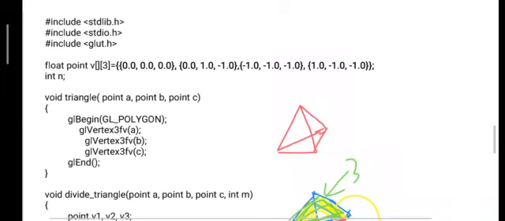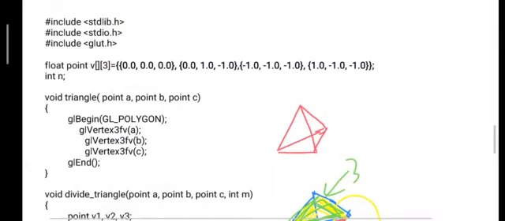So students, this is the program. If you haven't watched my previous video where I have explained briefly what exactly the structure of the Sierpinski gasket is, please watch it. The link is given in the description below.